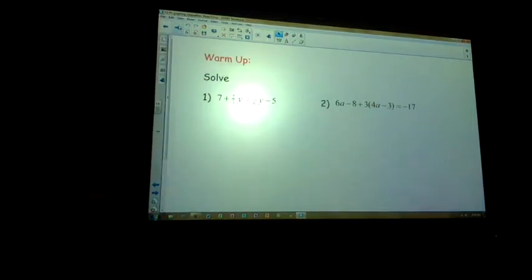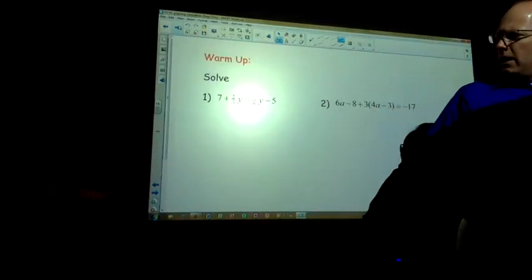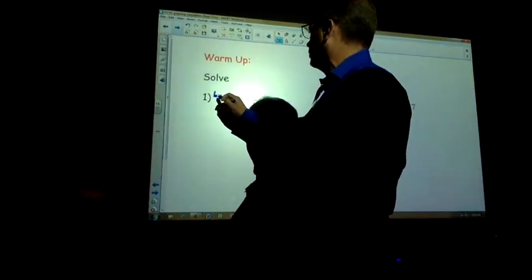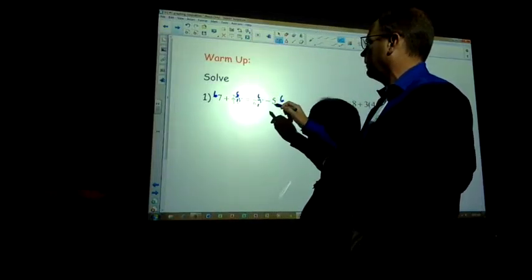So warm up. Let's see. I have 7 plus 2 over 3y is equal to 1 over 6y minus 5. So what have we been working with? What operation have we been doing? Yeah, get rid of the fraction. So what do you think I should multiply everything by? Yeah, I like multiplying everything by 6 or 6 over 1. And when we do that, that's going to allow us to eliminate our fractions.